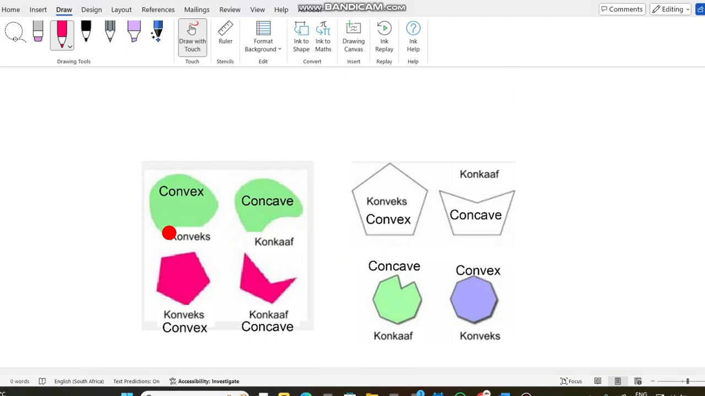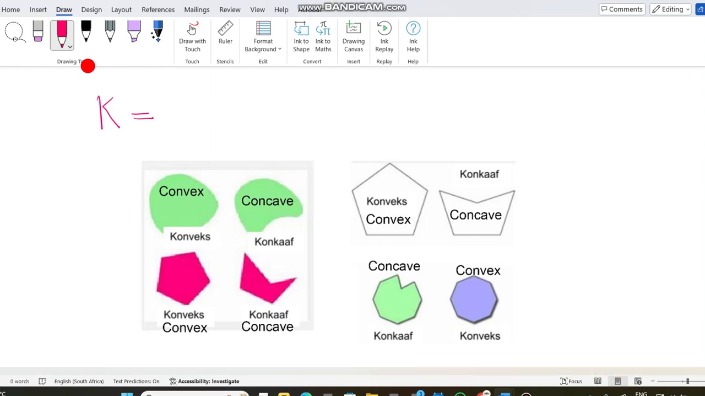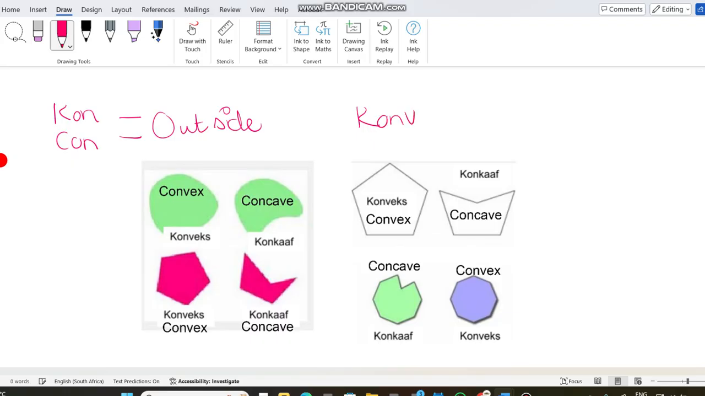Now we'll just look at a few examples. Do you remember the K, which stands for concave? Well, both are going to start with a C, so that's not going to help very much. So you'll need another way to remember it. But concave is outside. And then convex is inside.